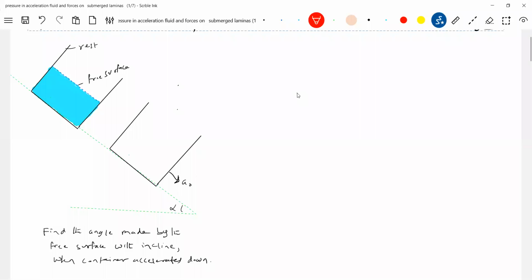What is the angle of inclination, given alpha? How will the free surface be? I think only one thing: the free surface may be like this, or maybe like this. These are the only two possibilities. What can happen? How do we decide the alignment of the free surface?